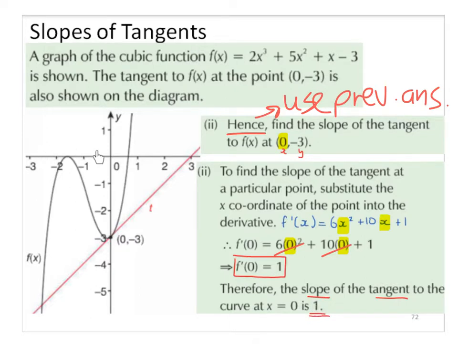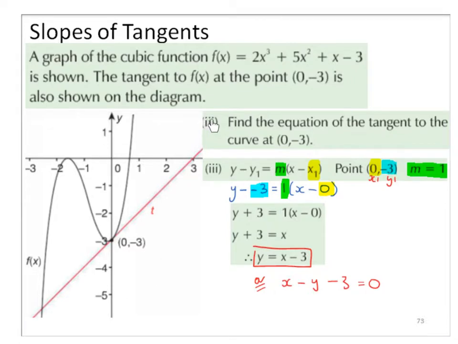So here we have our x-axis, and here we have 0 on our x-axis, and that is where the tangent is touching our curve, and we see that it is the point (0, -3). And the slope of this line, or the gradient of this line, is 1.